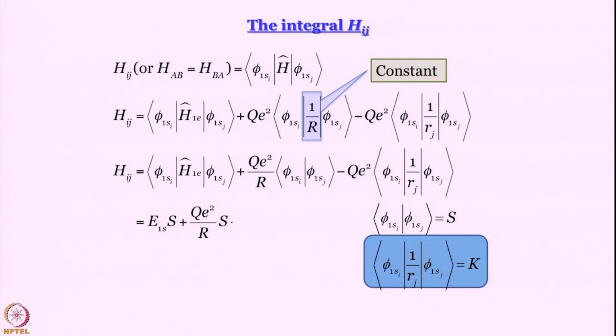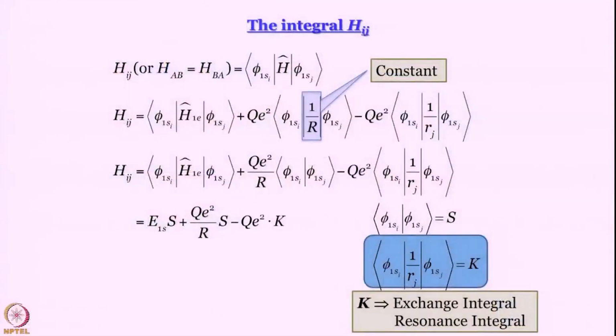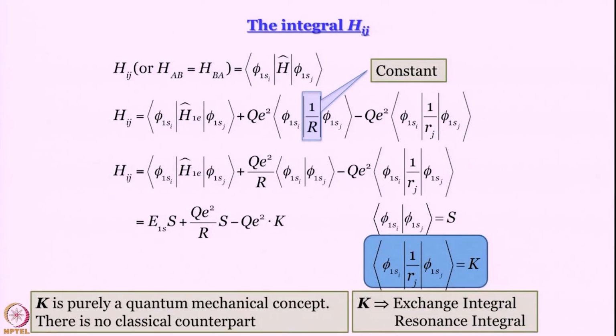Since the earlier integral was called J, we go alphabetically and we call this one capital K. Integral phi si phi sj divided by rj. And there are textbooks in which they try to make sense of it, but I do not think it is a good idea. This is a purely quantum mechanical quantity. It is called an exchange integral or resonance integral. So, this is what your expression is. It is very important to understand this is a purely quantum mechanical concept, there is no classical analog.